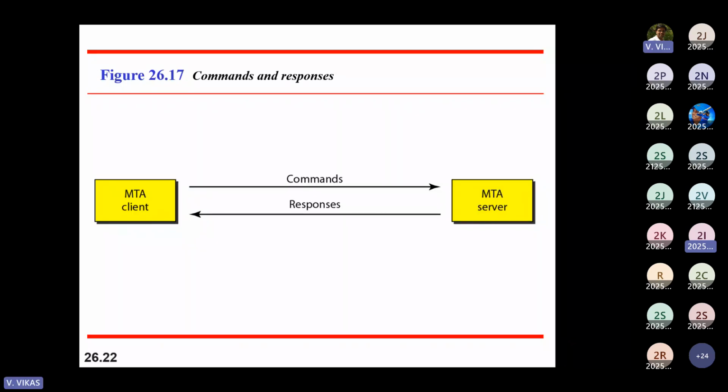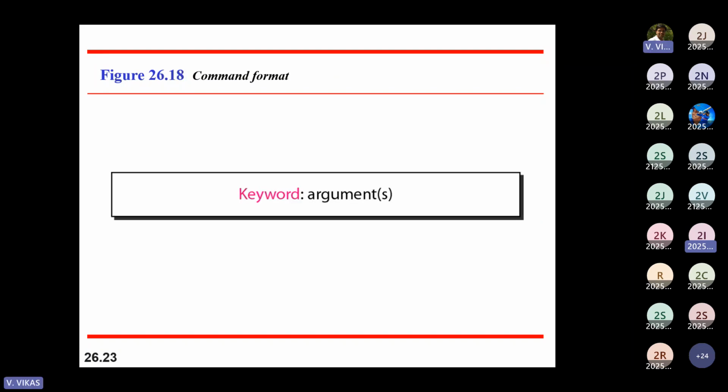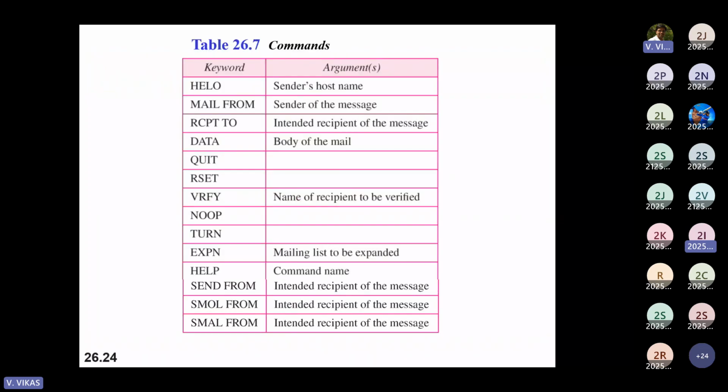So we'll be having commands and responses running between the message transfer agent client and the message transfer agent server. And the command format will be keyword comma arguments. You can see some of the keywords over here, and what is the content that we have to attach with them, that is being given here. Okay, let us try to look into those things.